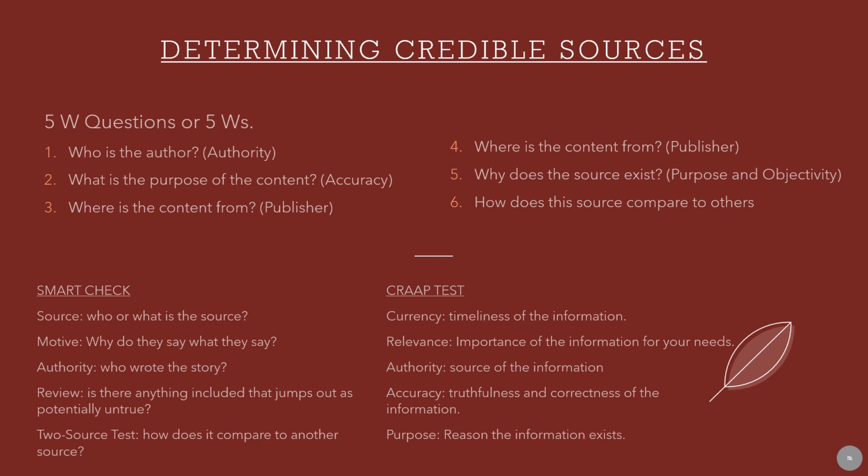The other one is the CRAAP test. 2 A's in that one. Currency. What's the timeliness of the information? What is this post or article or paper getting them in return, right? Is it just, again, is it just for furthering knowledge, conveying something important? So that's currency. Relevant. How important is this information for what you are trying to accomplish, right? Authority. Who is the source of the information? The accuracy, truthfulness, or correctness of the information, and the purpose. Why does it exist? So CRAAP.